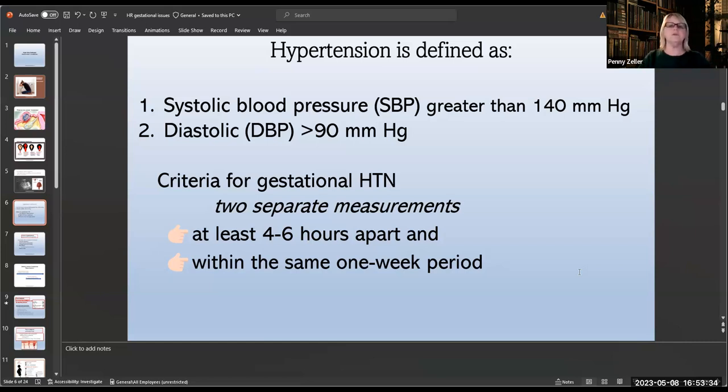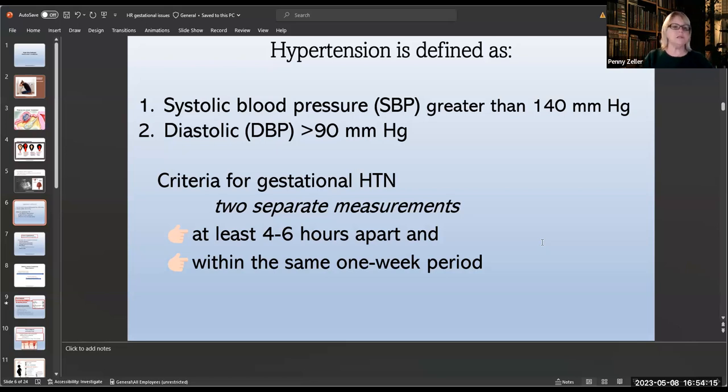My doctor tells me my blood pressure needs to be 120 or lower, and my blood pressure is never that low. They've tried medications. But in pregnancy, we want the systolic pressure lower than 140 and the diastolic pressure below 90. If we measure our client's blood pressure one day, and then 4 to 6 hours later we recheck it and it's still high, we can diagnose her with gestational hypertension as long as she's past 20 weeks.